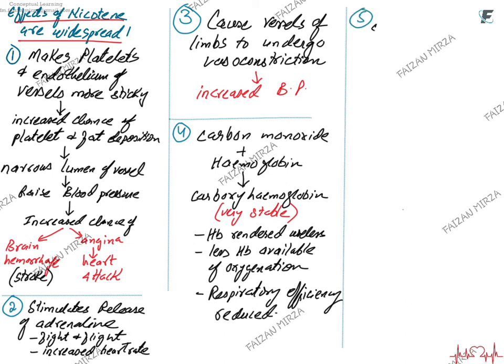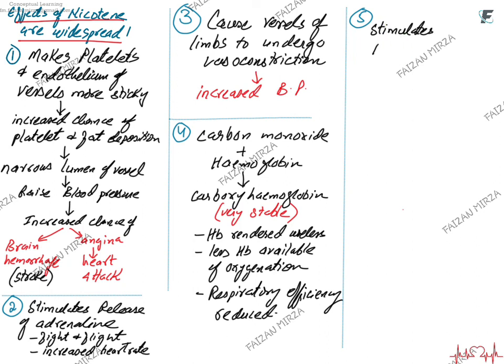The person would lose a little stamina, would not have a lot of energy, and there would be poor oxygenation of the body. And in fact, carboxyhemoglobin can cause carbon monoxide poisoning, and this can be fatal if a high level of carbon monoxide is achieved in the blood.